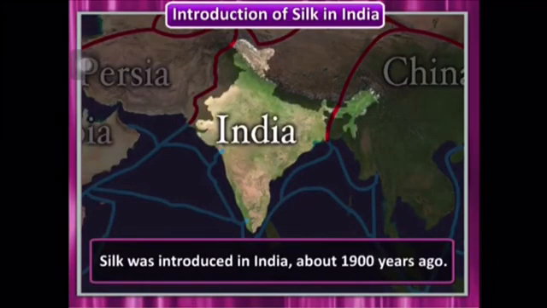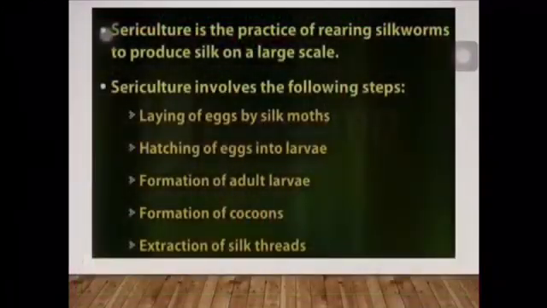Let us summarize what we have learned. Sericulture is the practice of rearing silkworms to produce silk on a large scale. Sericulture involves the following steps: laying of eggs by the silk moth, hatching of eggs into larvae, formation of adult larvae, formation of cocoons, extraction of silk thread.